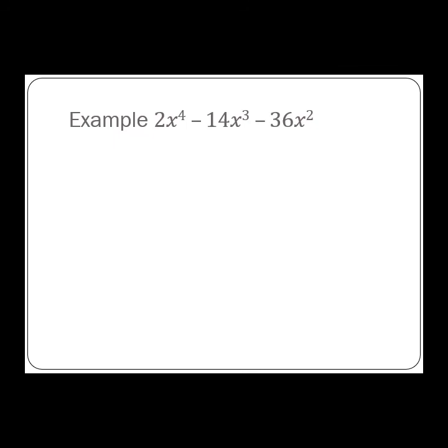Last one with a GCF. I can take a 2 out of everything. Everything's divisible by 2. And then this has a square, and they all contain more than that. So 2x squared is your GCF. I'm left with x squared. 14 divided by 2 is 7. And 36 divided by 2 is 18.